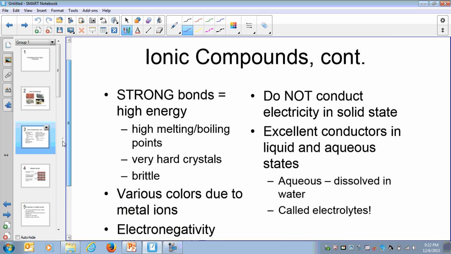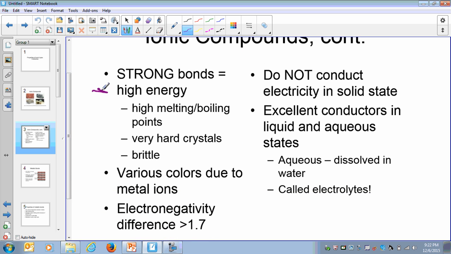Let's talk about the properties of ionic compounds. They're very strong bonds, high energy. It's not easy to break that ionic bond. They have high melting and boiling points. They're very hard, brittle crystals, as I just showed you before. As I said, various colors because of the metal ions.